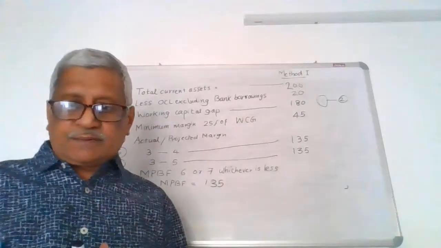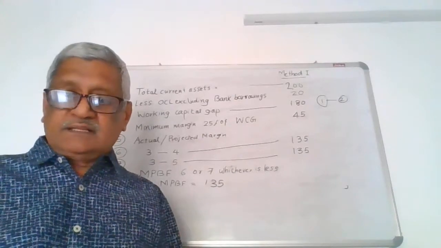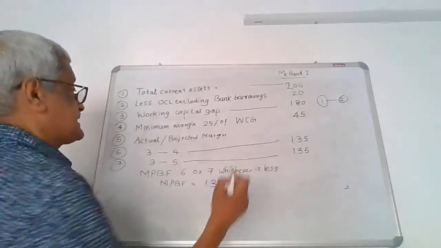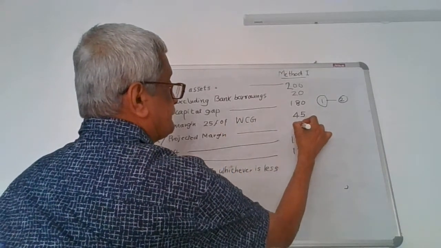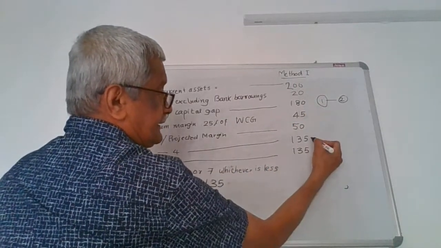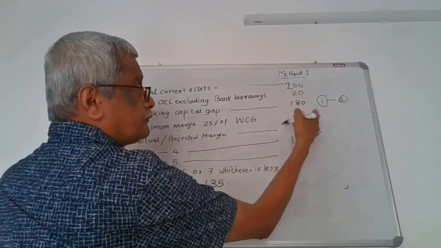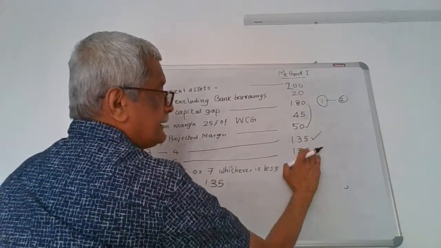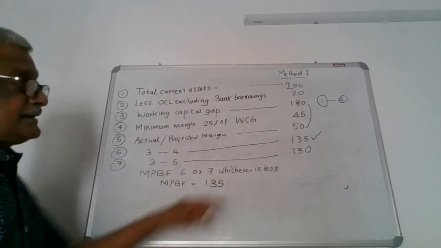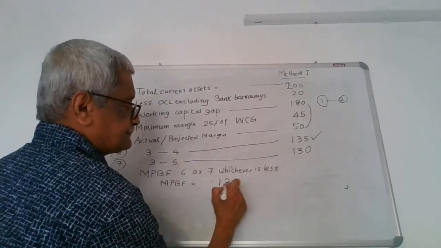There are some business enterprises who want to reduce their borrowings, thereby reducing the interest cost, which in turn will increase the profit. Suppose the customer says, I am ready to bring in 50. Now, this will remain the same. 180 minus 45. He is eligible for 135, but he is willing to bring in 50. So this will become 130. So now I have to find the lower of the two. I will give him 130.